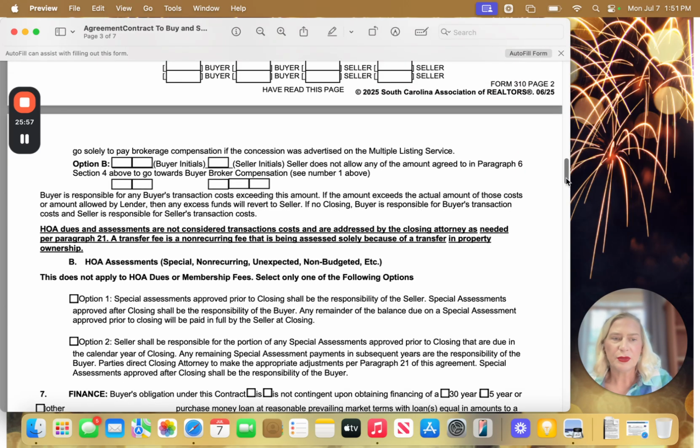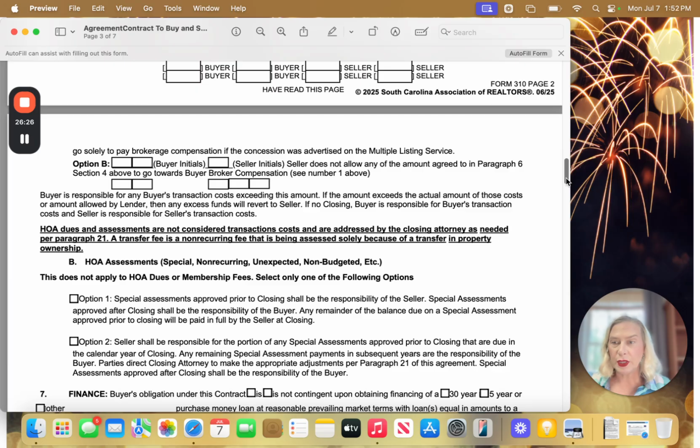It does say under the rest of that particular section that the buyer is responsible for any buyer transaction cost that exceeds this amount. So the buyer still needs to pay the difference. If the amount exceeds the actual amount cost associated by the lender, then any excess funds will revert to the seller. Very rarely do we have excess funds. The buyer is responsible for the buyer's transaction costs, and the seller is still responsible for the seller's transaction costs. So that hasn't changed. It's just a matter of having a credit from the seller or not.